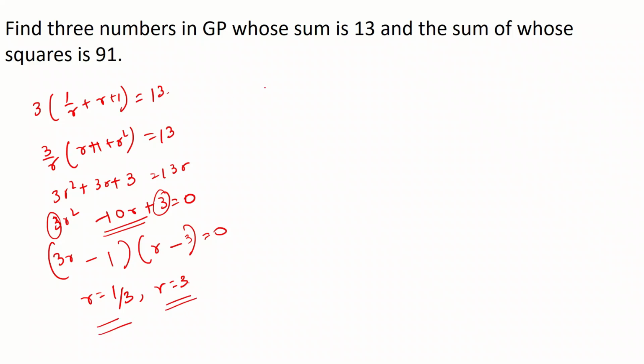So all you need to do is, now that you have the value of a as equal to 3, you take first this value of r and find out those three terms, and then take this value of r and find out again those three terms. That will be your answer.